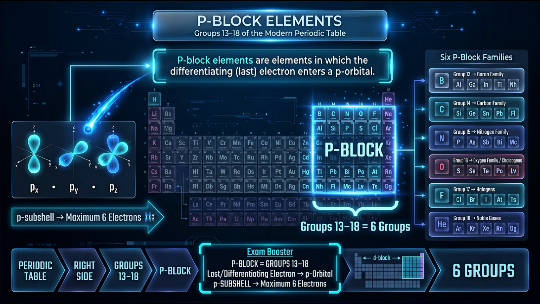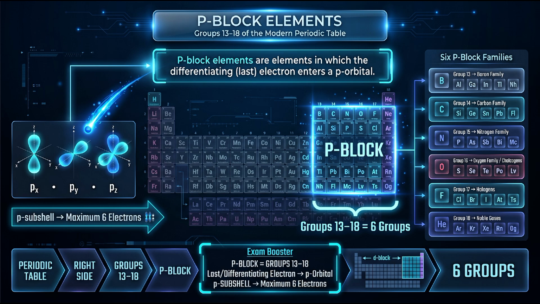This group is particularly important because carbon forms an enormous number of compounds. Carbon also shows strong catenation, meaning that carbon atoms can bond with one another to form long chains, branched structures, and rings. The common oxidation states include +4 and +2, and the stability of the +2 state increases down the group because of the inert pair effect.